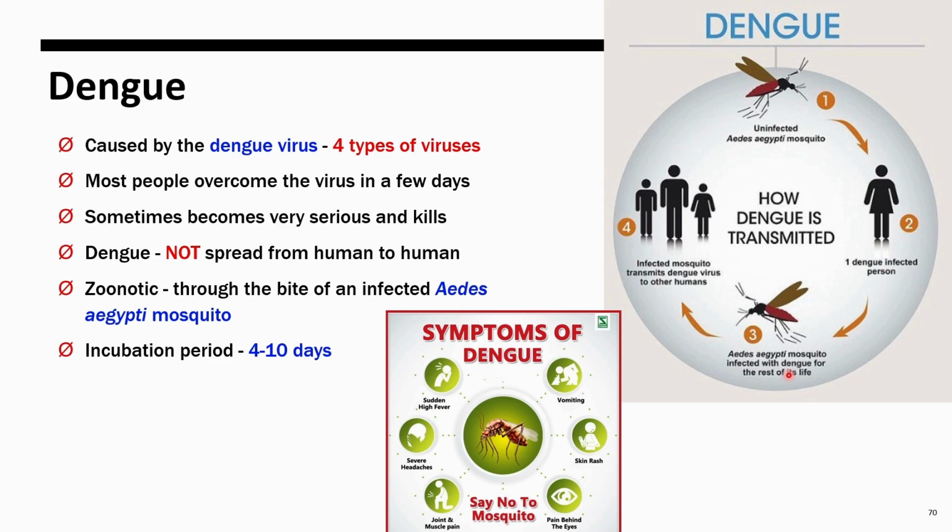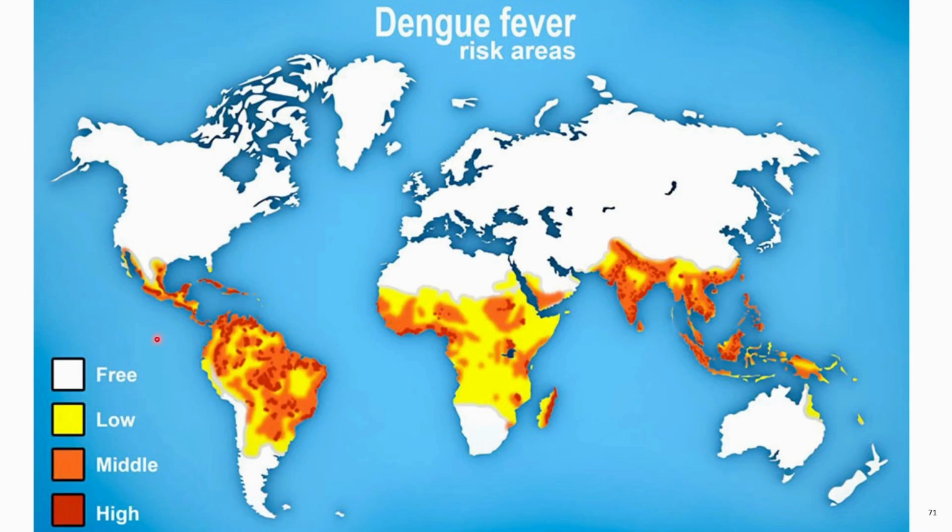The incubation period for dengue is around 4 to 10 days. You can see these are some of the symptoms, and this is how dengue spreads. So the mosquito bites an infected person and carries the virus and then infects a healthy person. So this is how it spreads. It usually occurs highly in this region. The occurrence is very high in this region.